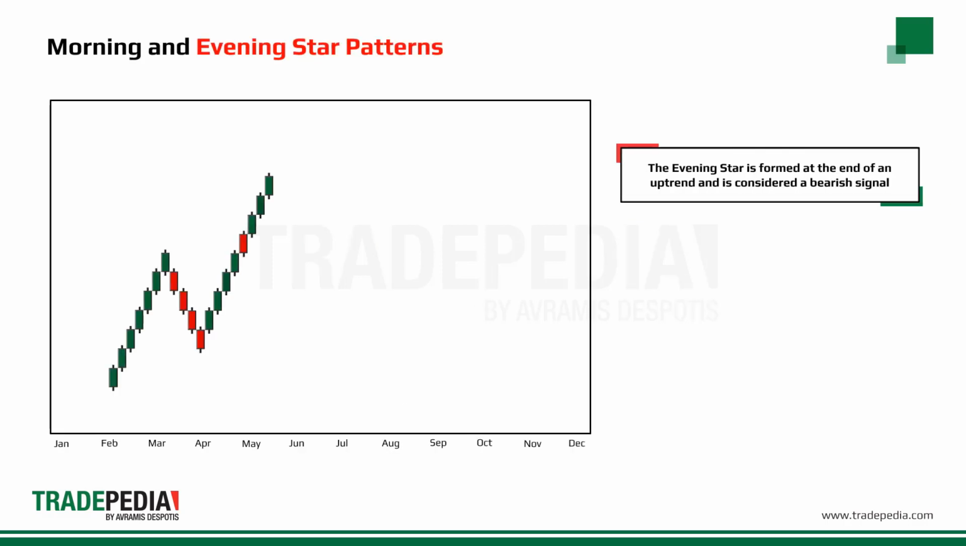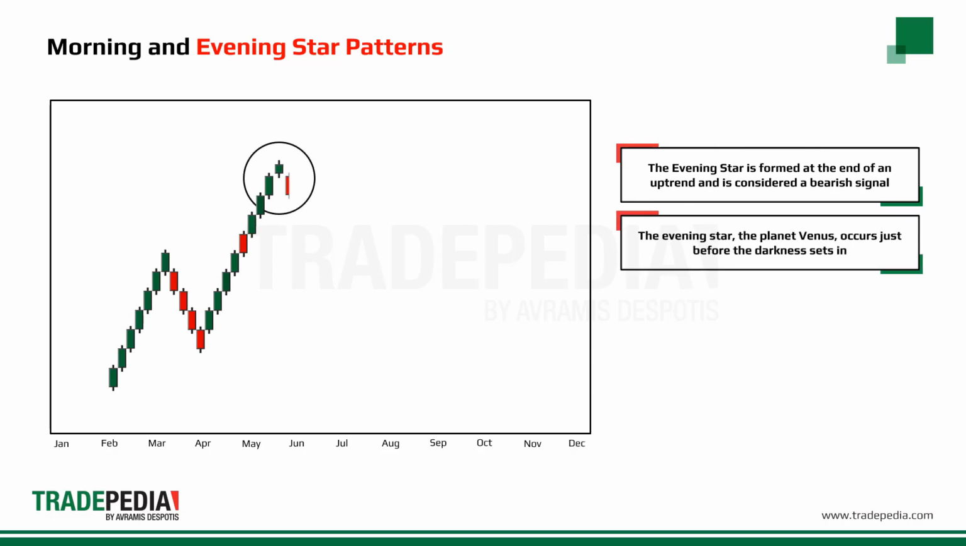The evening star is found at the end of an uptrend. The evening star, the planet Venus, occurs just before the darkness sets in and is considered bearish. The pattern consists of 3 candles. A large green body followed by a small body, which can be green or red. The third candlestick is a red body that closes well into the large green candle body.